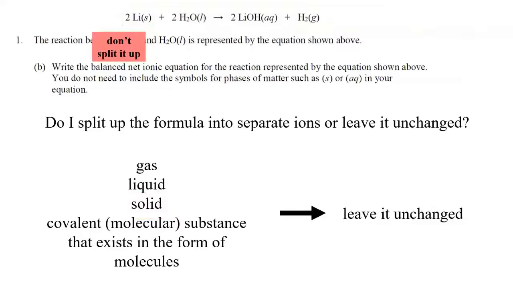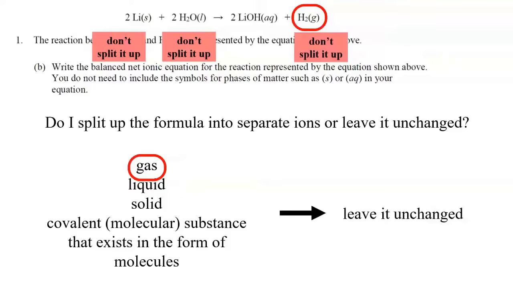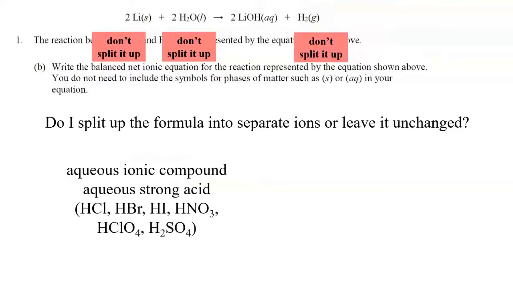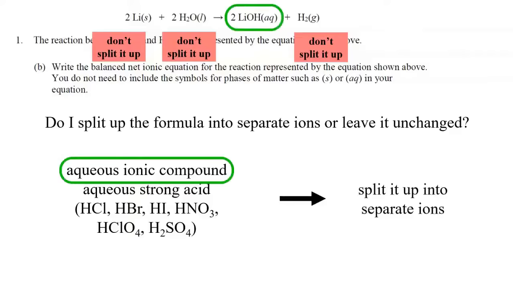We see liquid water, and that is a covalent or molecular substance that would exist in the form of molecules, so we're not going to split that up. And on the other side of the equation, we see hydrogen gas. And again, that's an element. We're not going to split that up into ions. Now, if you, on the other hand, see an aqueous ionic compound or an aqueous strong acid, then you would split it up into separate ions. And since lithium hydroxide on the right is an aqueous ionic compound, then we would split that up into the lithium ions and the hydroxide ions.